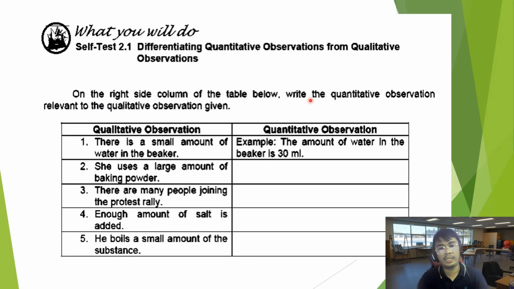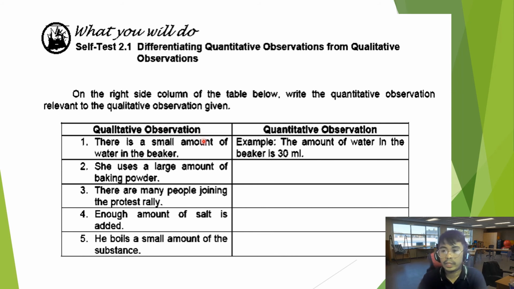Now, for your activity, you have this self-test 2.1. You just need to differentiate quantitative observation from qualitative observation. Okay? So, in the left part, you can see the qualitative observations, and in the right part, you have the quantitative observation. So, what will you do here? You will make a quantitative observation based on the qualitative observation listed in the left column. Okay? An example is provided also.